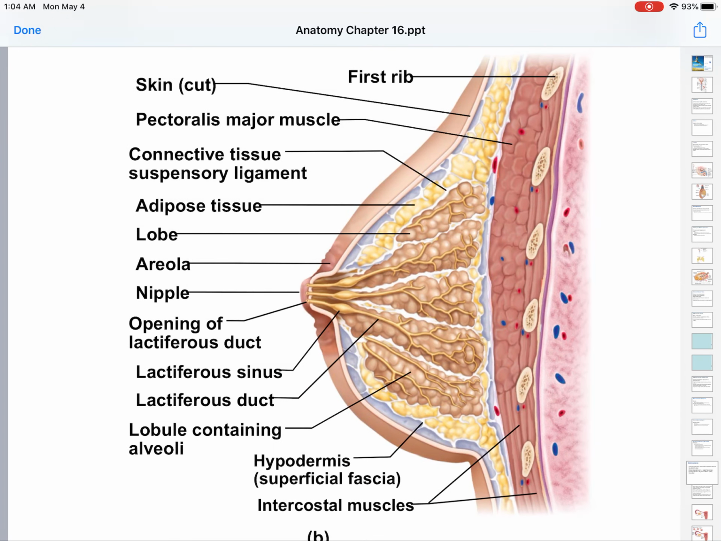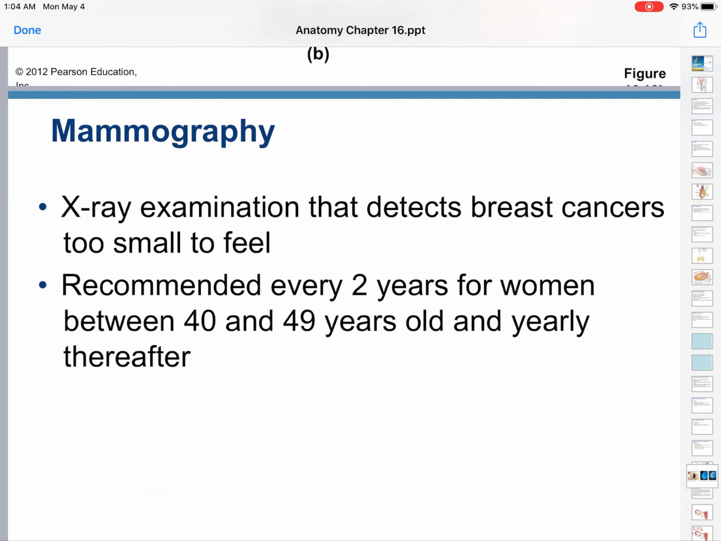Here's the same thing, showing also generally where these are in relation to the ribs. So if you find the first rib, which is just below your collarbone, the breast normally goes from about the second rib to about the sixth rib. So you have that 4 or 5 rib area where you find all these milk producing glands, the mammary glands.